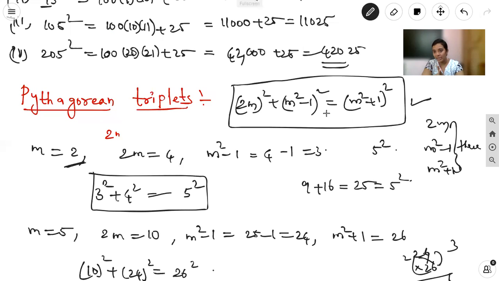So whatever numbers we take, those three satisfy the triplet relation, that is the Pythagorean relation. So those three numbers are called the Pythagorean triplets. Triple means three. Three numbers satisfy the Pythagorean relation, so they are called the Pythagorean triplets.